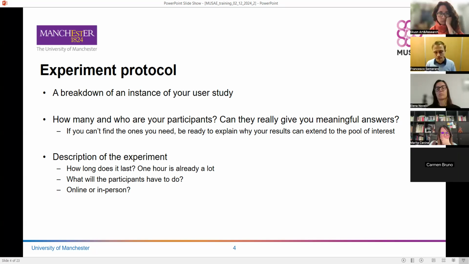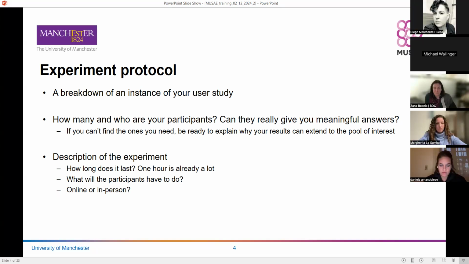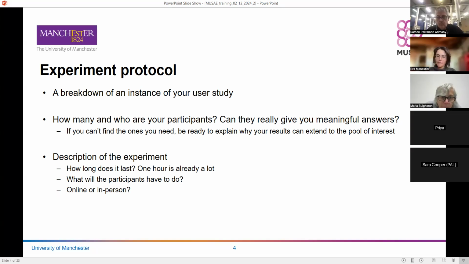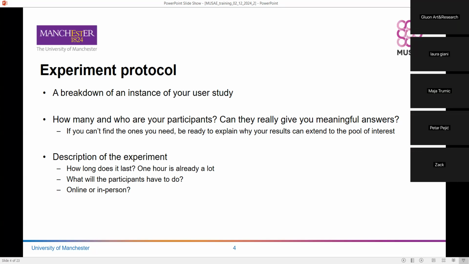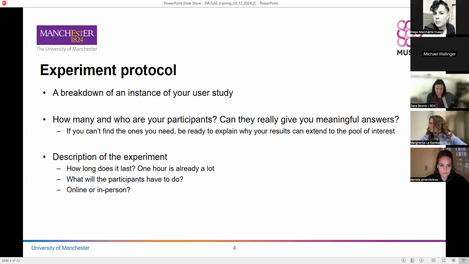But you have to be mindful that when you're going to recruit participants, there is the risk that they can get fatigued if you make them do the experiment for an extended period of time. So all of this has to be taken into account while you're drafting your user study. Then you have to imagine what the participants will do during the study and how the interaction with your system will play out.